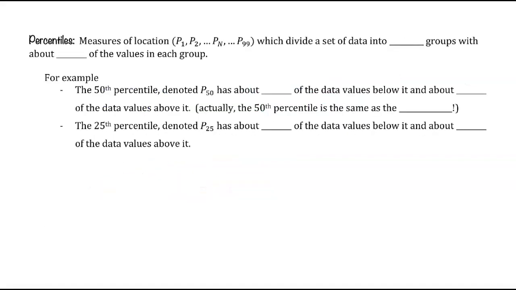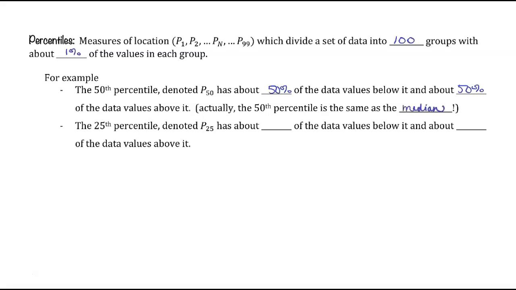Another measure of relative standing is percentiles. Percentiles are measures of location. We call them P1, P2, all the way to P99, which divide a set of data into 100 groups with about 1% of the data values in each group. For example, the 50th percentile, which we denote P50, has about 50% of the data values below it and about 50% of the data values above it.